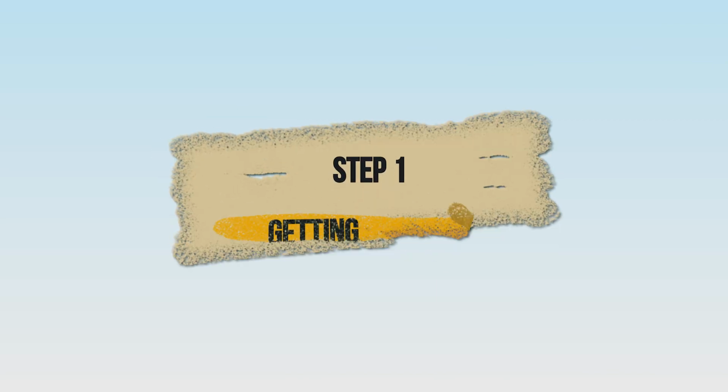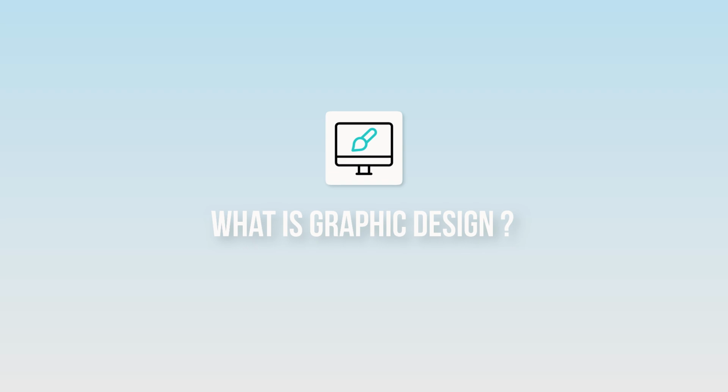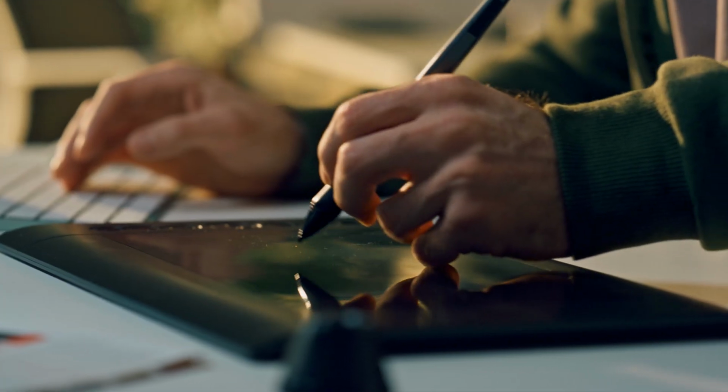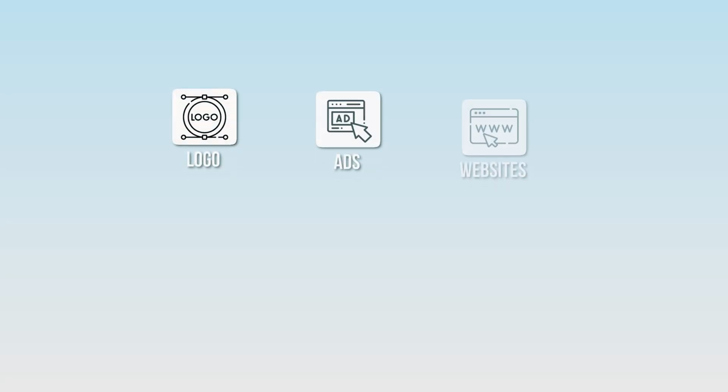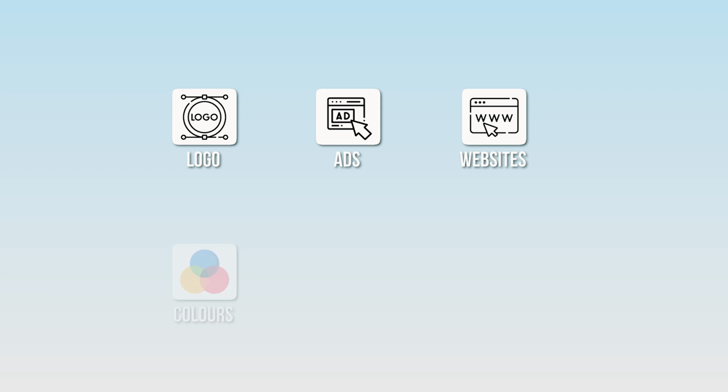So step 1 is getting started. Just so everyone is on board, I'll quickly explain what graphic design is. Graphic design is the art of telling stories through visuals. Graphic designers use softwares and tools to make eye-catching logos, ads, websites and more by playing with colors, shapes and text. People are always looking for good graphic designers. So how do you get started?